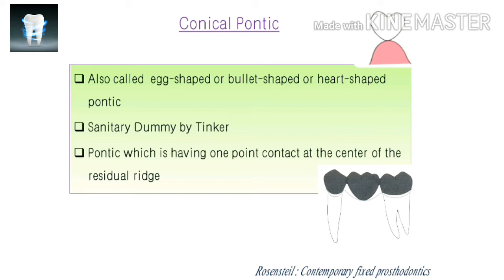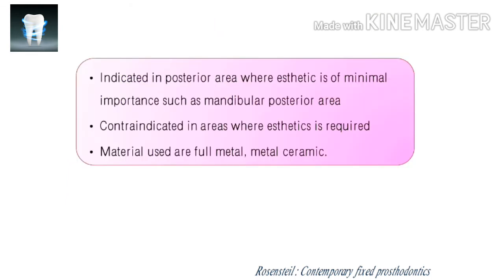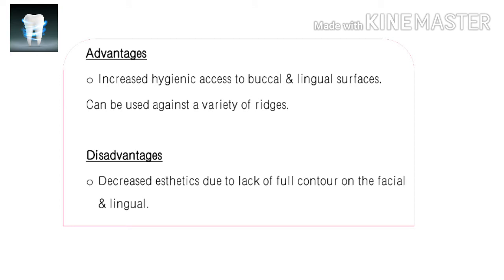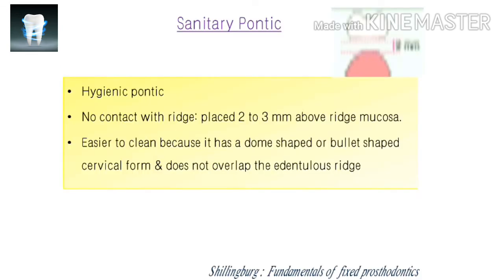In this type of pontic, it has only one point contact at the center of the residual ridge. Usually indicated in posterior area where aesthetic is of minimal importance, such as mandibular posterior area. It is contraindicated in areas where aesthetics is required. The materials used are metal and metal ceramic. Advantages: the increased hygiene access to the buccal and lingual surfaces. Disadvantages: the decreased aesthetics due to the lack of contour.